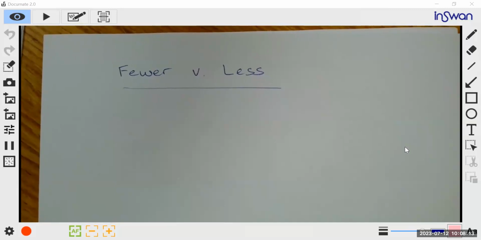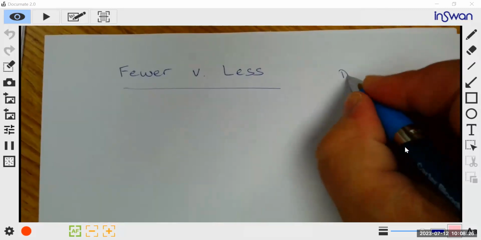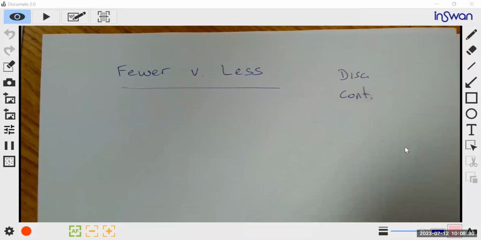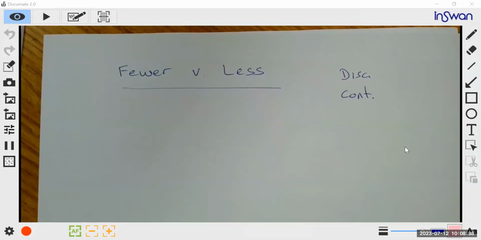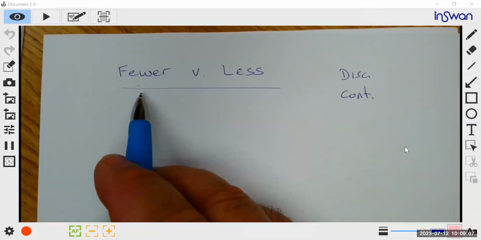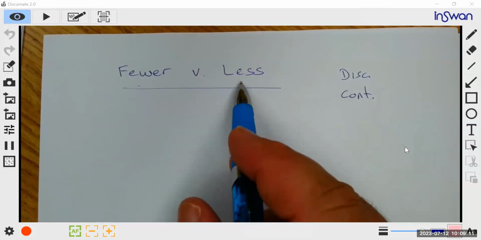The accuracy in the words you use. Fewer versus less. Discrete or continuous? Which one's which? Wouldn't less be continuous? Why? I never thought about going to negatives, but yeah, that could work. What do y'all think? Fewer, is that discrete or continuous? Is it finite or infinite? Is it countable or not countable? As opposed to less.